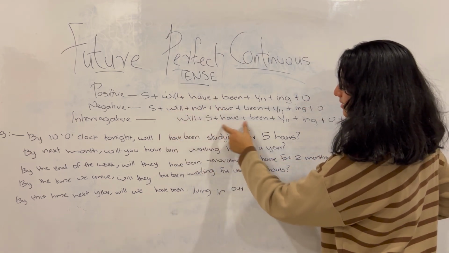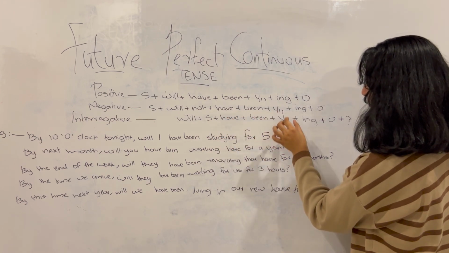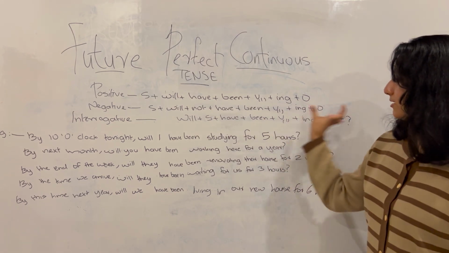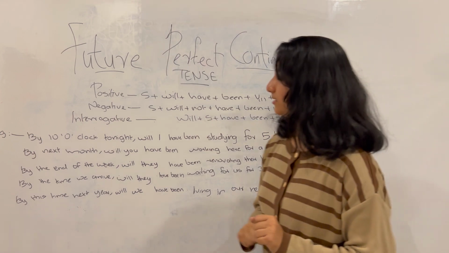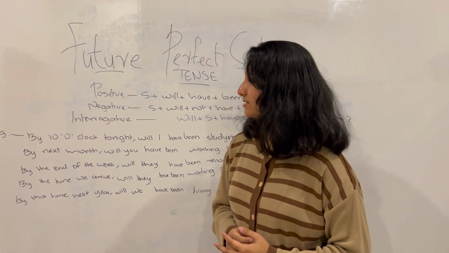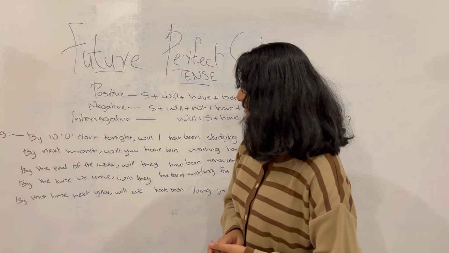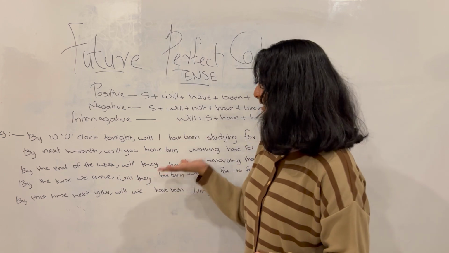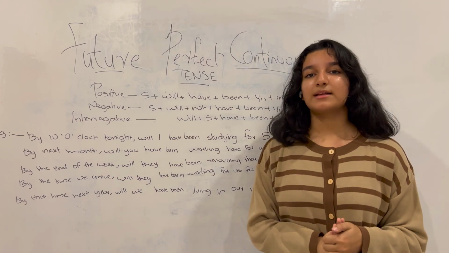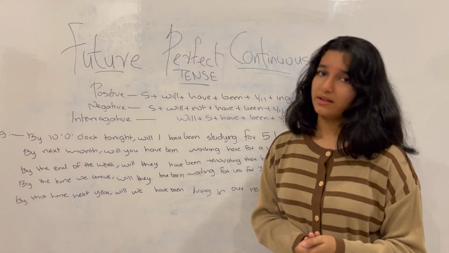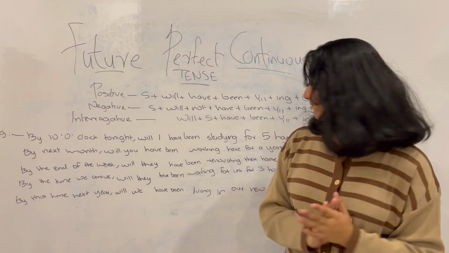And now you can see here the will have been is the same, and also verb in the first form plus ing and object. Something new here is the question mark, and that is very simple to remember, nothing hard. So you can see the examples here have now been turned into questions. Let's see, by 10 o'clock tonight, will I have been studying for 5 hours? Now it is probably asking someone else, by 10 o'clock tonight, will I have been studying for 5 hours?